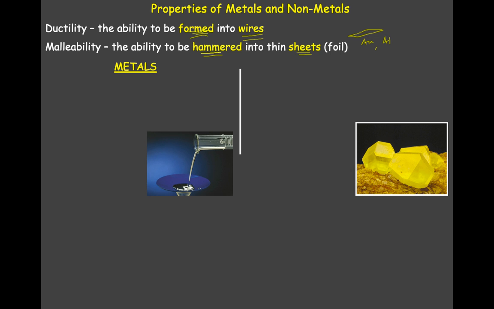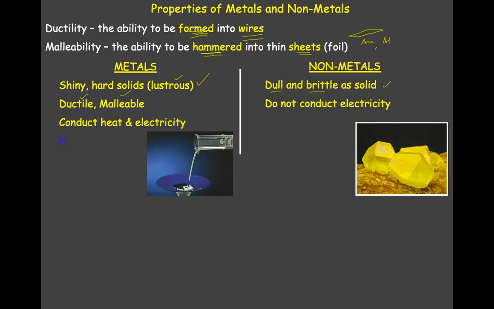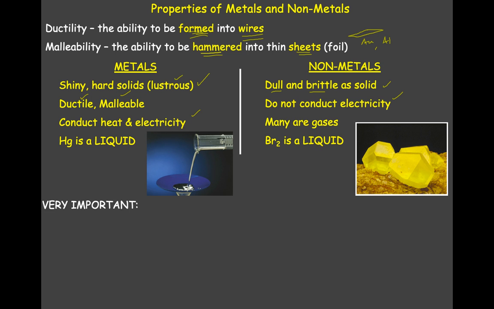All right, so if we take a look at our metals and nonmetals in a chart here, really typically speaking, metal is going to be shiny, hard, lustrous is another word for shiny, where nonmetals are going to be dull and brittle as solids. Again, they're going to have ductility and malleability for metals where nonmetals do not. As far as conducting electricity, you're going to conduct heat and electricity for a metal, but do not conduct for a nonmetal.